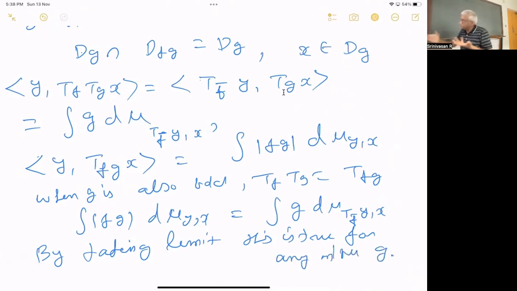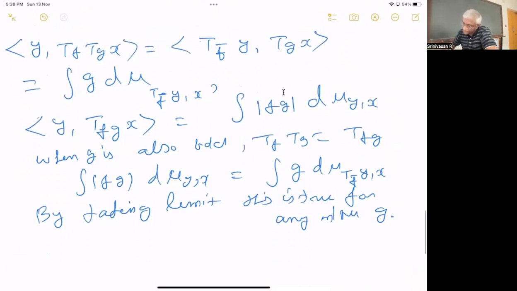So for bounded F, this is true, then you can take limits, and these are just direct limits. You are just multiplying by the bounded function. F_n G will converge to FG, and here G_n will converge to this. These are all two different measures, so it will all be equal. So this implies the following.